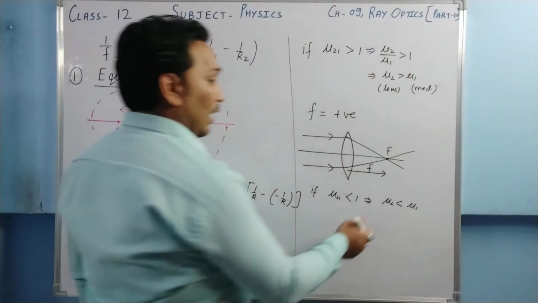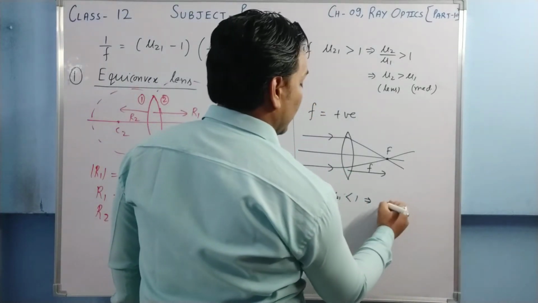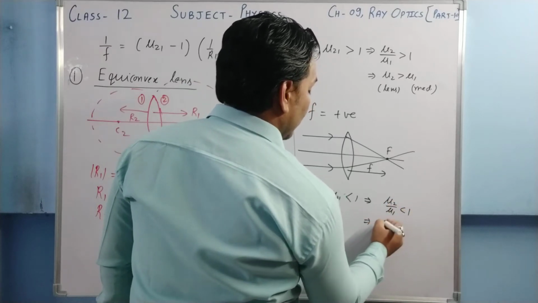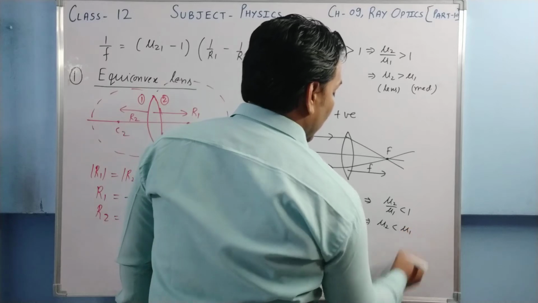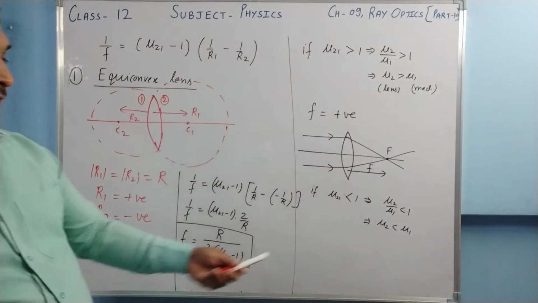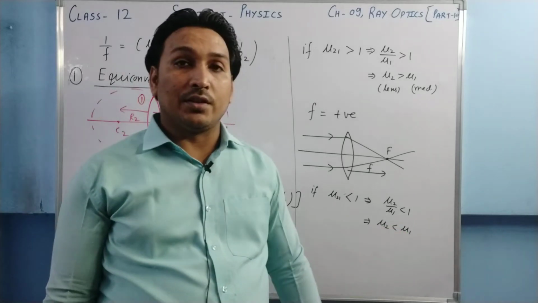Okay, I have skipped this step. Let me write the full steps. Mu2 upon mu1 is less than 1, which implies mu2 is less than mu1. It means the refractive index of the lens is less than the refractive index of the surrounding.